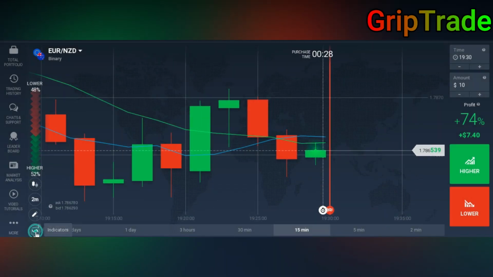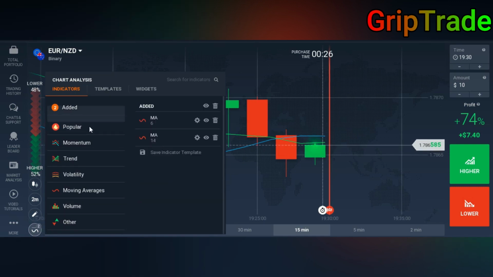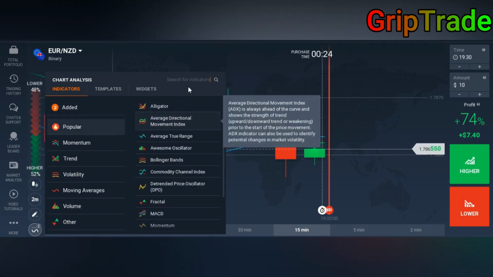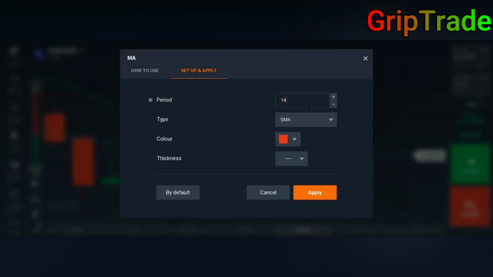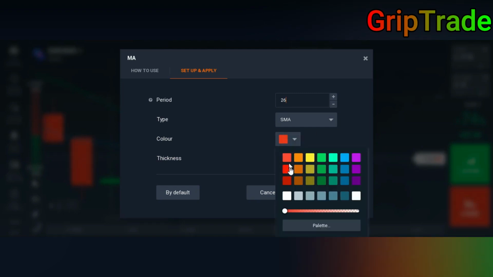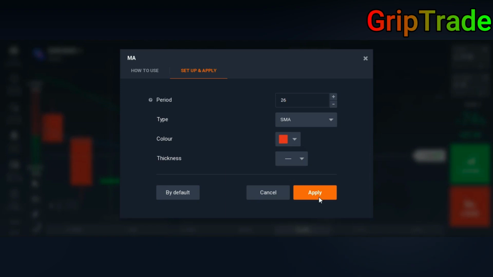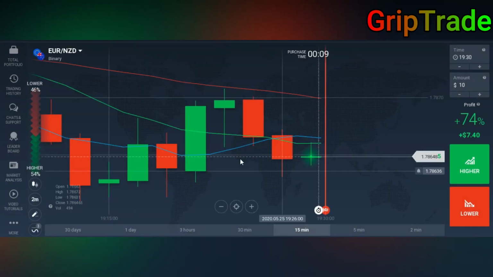Now the third one, moving average again, period 26, type SMA, select the color of your choice. I leave it red and I apply it.